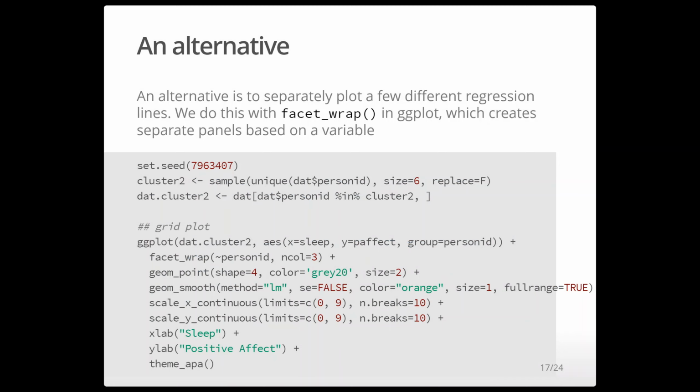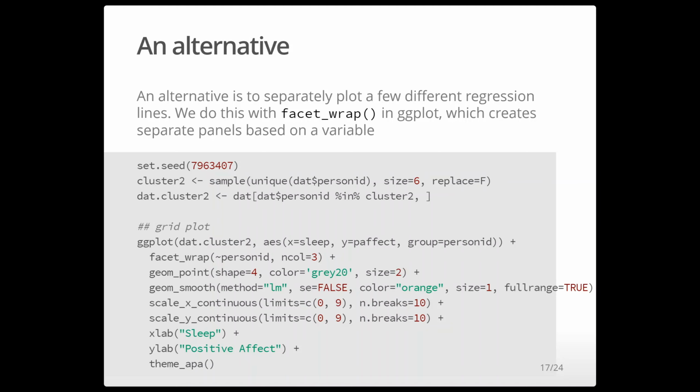An alternative approach to visualizing this is to instead have an individual plot for each unique person. This lets you see the within person effects a little bit better for specific people. If there's any specific slopes that you wanted to separate out, this would be a slightly different and better approach. So we're doing this with a facet wrap function in ggplot, which creates separate panels based on a variable.